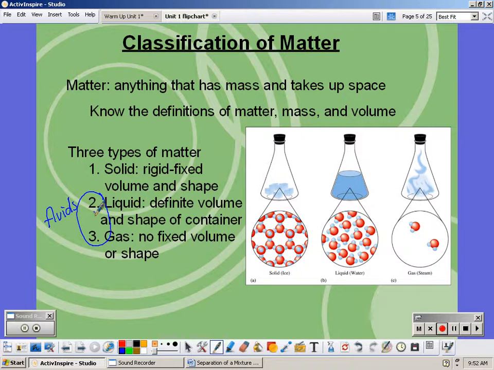So if you look at our picture, we have ice. The molecules are very close together and it's very structured. Liquid, there's some space in between them, which is why they can flow, or are considered fluids. And then gases, there's a lot more space between them. And again, they're fluid because they can flow past each other.